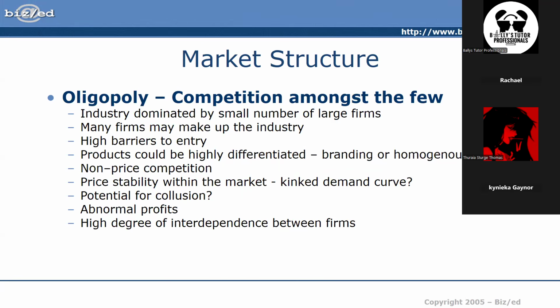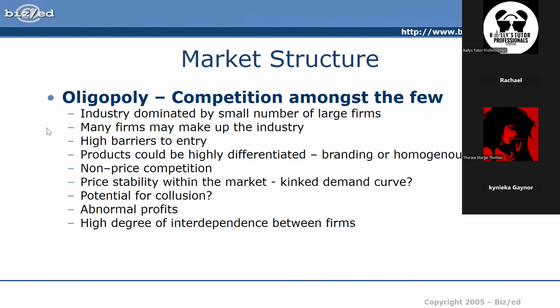Then we have the oligopoly. Say it with me. Oligopoly. I know people struggle pronouncing this word. Oligopoly. Right? This is where the number of sellers starts to reduce now. This is when there's a small number of sellers. There's normally large organizations and they dominate the market. They have high barriers to entry.